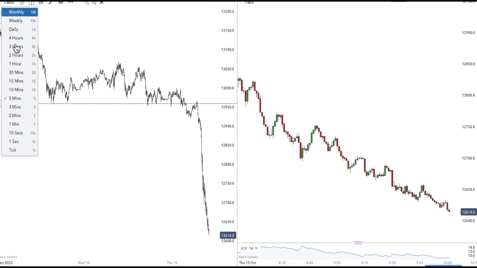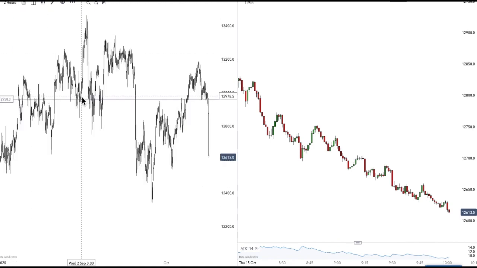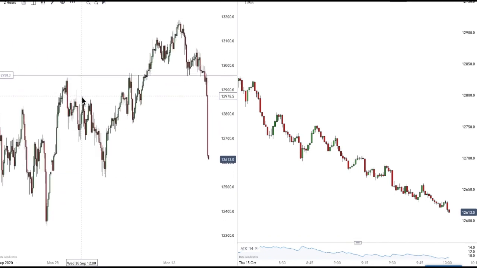Let's have a look at a bigger time frame here. This is the 2-hour chart now, and you can see in here a good chart pattern. This is called a head and shoulders top. You've got the left shoulder, the head, the right shoulder, and then when the market breaks the low of the right shoulder, it goes down.